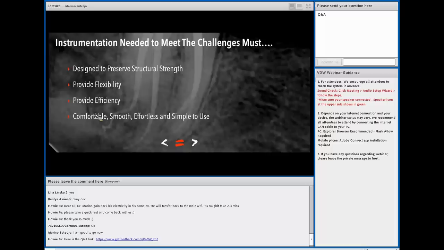So in order to fulfill the less is more concept, we now need to think about that differently. Instrumentations definitely need to meet the challenges. They need to be designed to preserve structural strength. They also need to provide us with good flexibility and efficiency, and should be comfortable for use. It should be smooth, effortless, and simple to use.